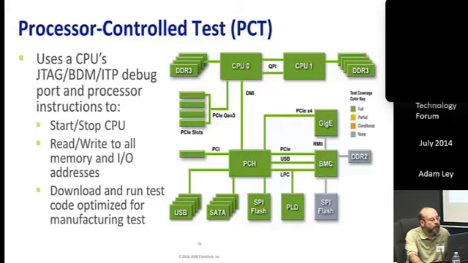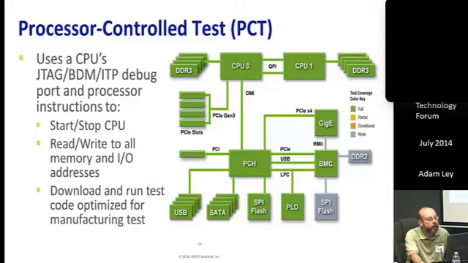Those debug facilities provide what's called run control, the ability to start and stop the CPU, the ability as well to read and write registers within the CPU, or in fact through the CPU read and write to I/O and to memory that the CPU has access to. And then finally, to download software test code and run that test code. In the PCT context, those test codes are optimized for the manufacturing test purpose.